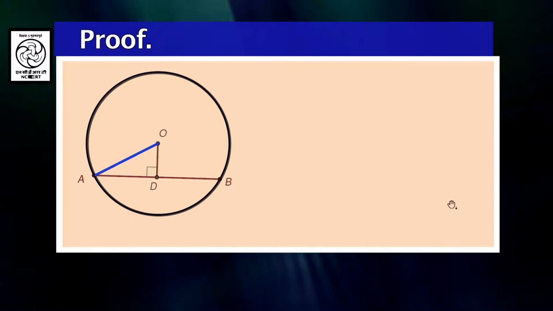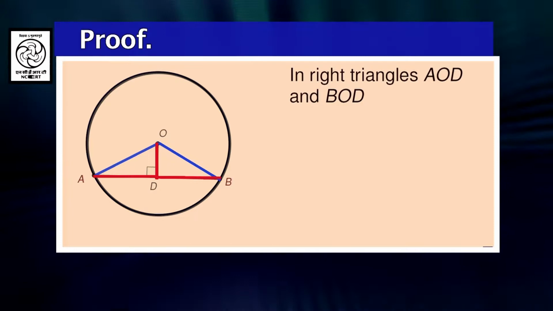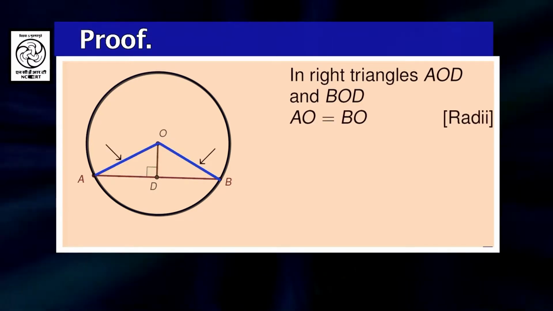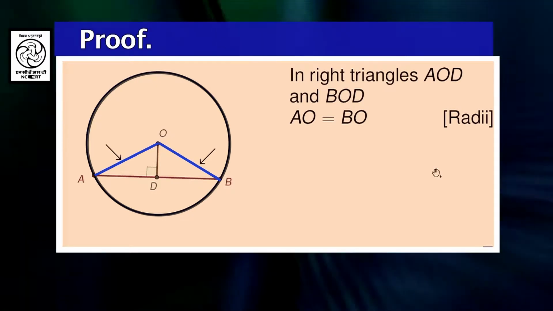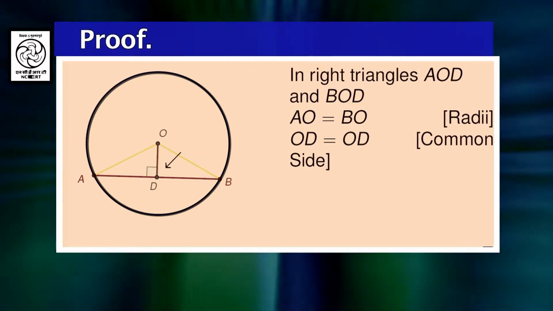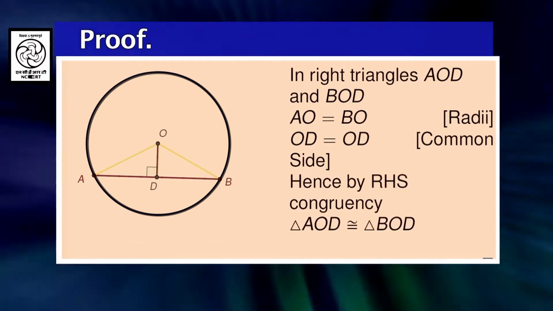So, we have a circle with center at O and a chord AB. We draw a perpendicular OD from O to the chord AB. Join OA and OB. In triangles AOD and BOD, which are right angle triangles, we have AO equal to BO, both are radii of the circle, and OD is a common side. Therefore, triangles are congruent.